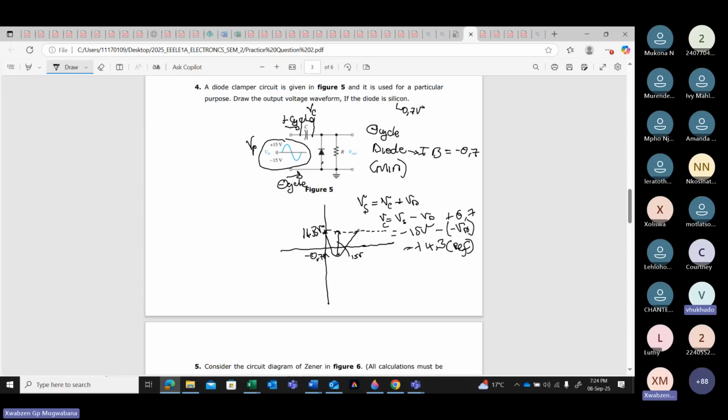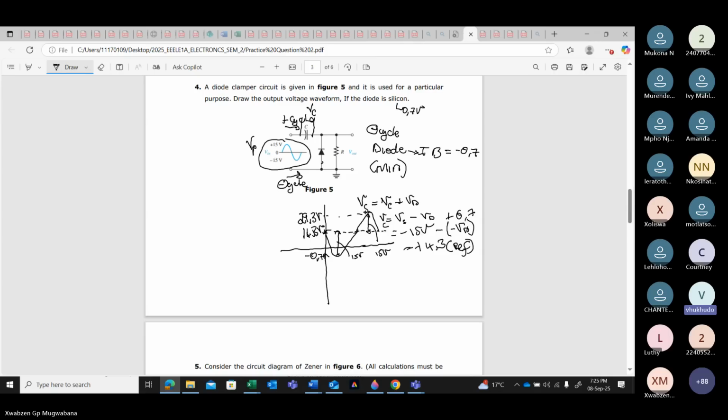Therefore, when this signal turns positively, on the positive side, from here to here, it is 15 volts. Are we together? Now it simply means that from here to here, if it is 15, and the location is 14.3, it's going to be this one plus that one. Now it becomes 29.3 volts. Anyone who's lost?